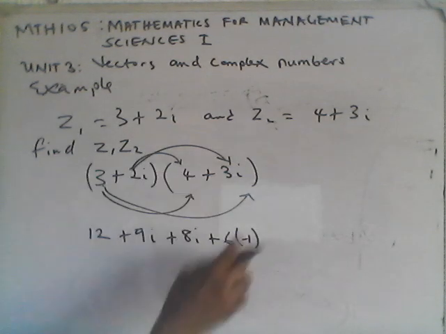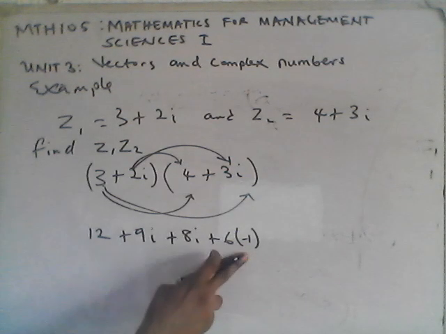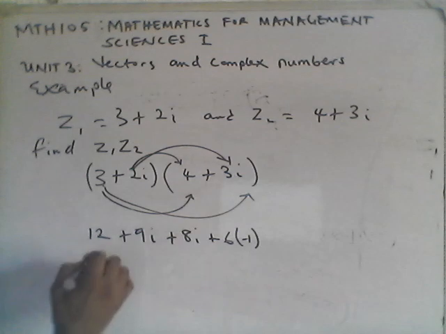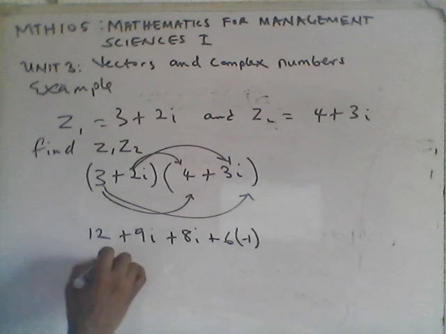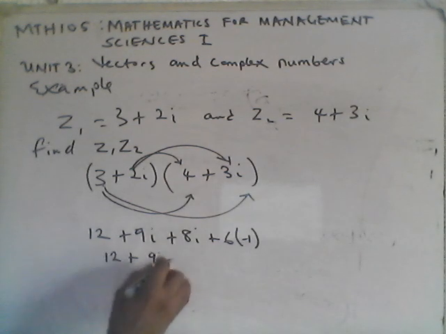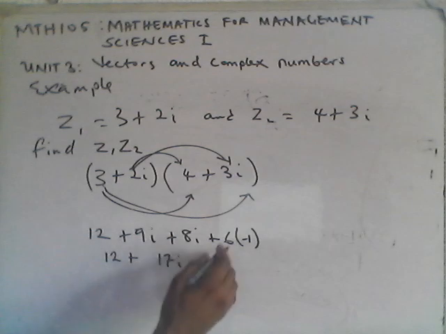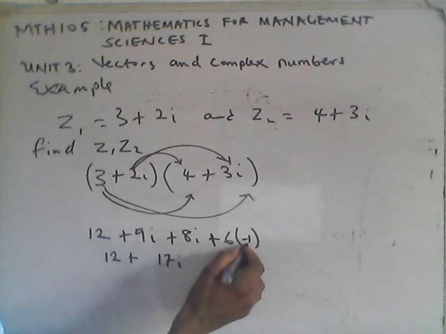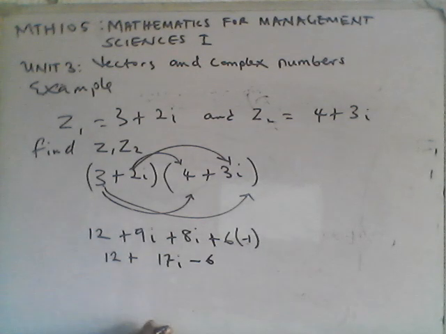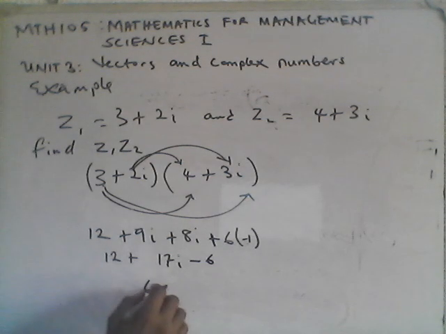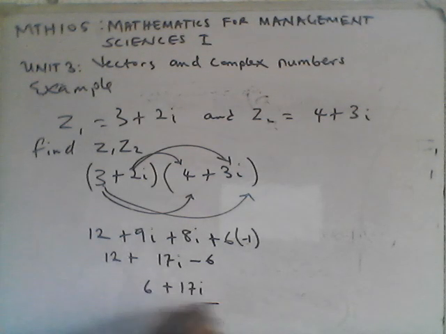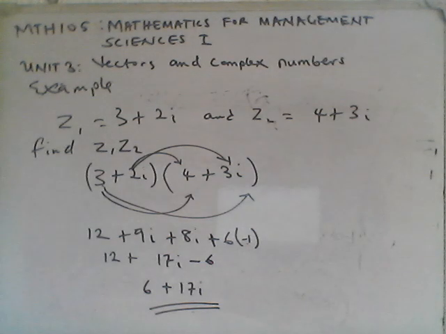Please note this last one. Always note it. It's called minus 1. And this minus will affect this one that is here. So let me go a step further. 12 plus 9i. 9i plus 8i will give me what? Will give me 17i. I've resolved these two. But this one is now minus because of this minus here. Minus 6. Okay, so 12 minus 6 is 6. Then plus 17i. So this is the solution for this particular example.